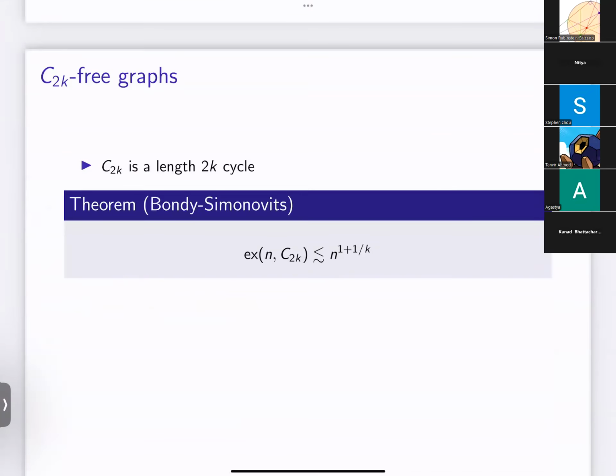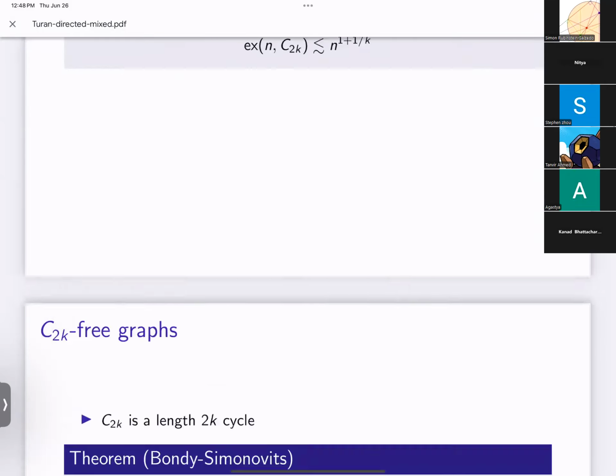Maybe to just highlight one further example, if I have a length 2k cycle, like a square, a hexagon, an octagon, Bondy and Simonovits showed a much stronger upper bound, right? Because naively, I would get n to the 2 minus 1 over k. But they showed that in fact, you will get a cycle appearing very quickly in your graph as soon as you have at least n to the 1 plus 1 over k edges.